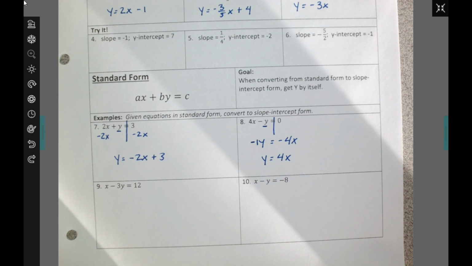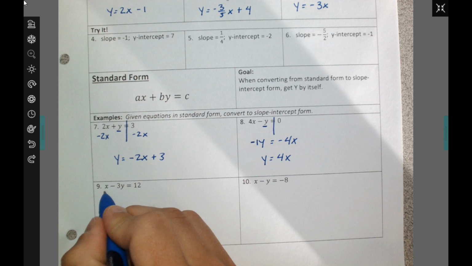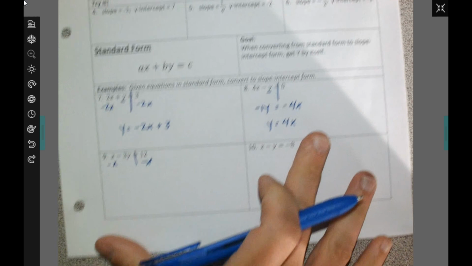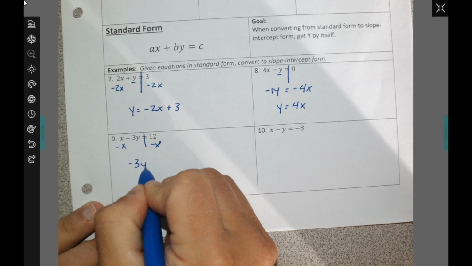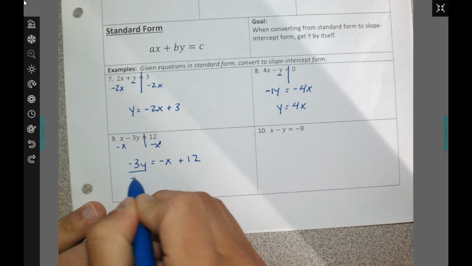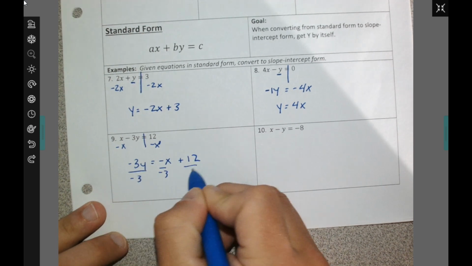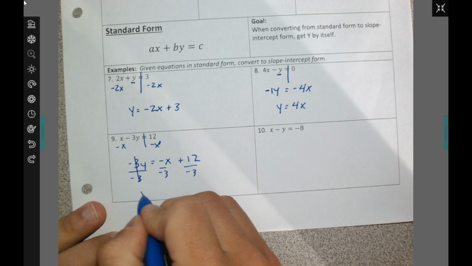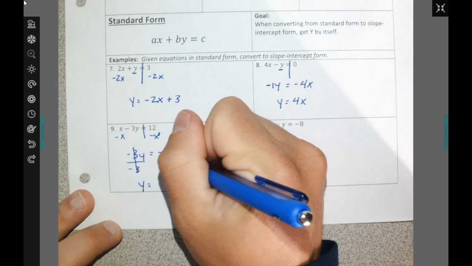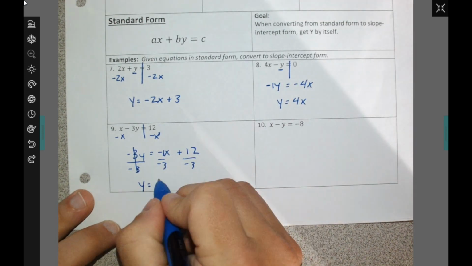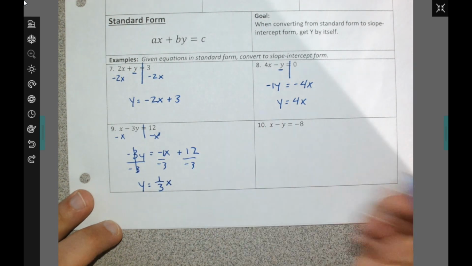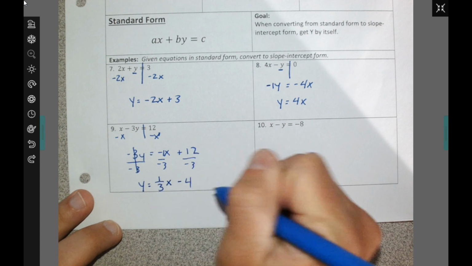For number 9, we're going to start off by subtracting x from each side. So we're going to get negative 3y equals negative x plus 12. And then we're going to divide every single thing by negative 3. So on the left-hand side, it's gone, leaving me with y. On the right-hand side, I've got a negative x, that's really negative 1, divided by negative 3. So it's going to be 1/3 x. And then I have 12 divided by negative 3. It's going to give me a minus 4.